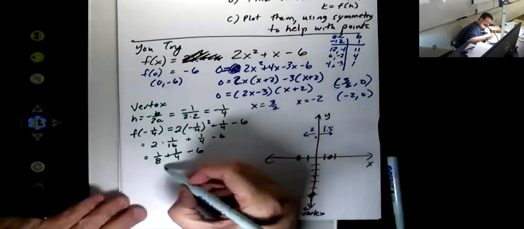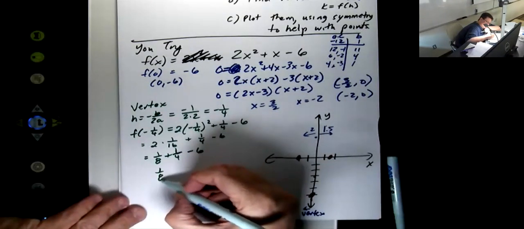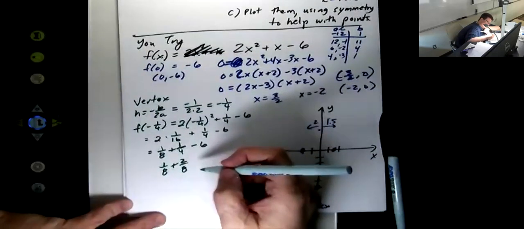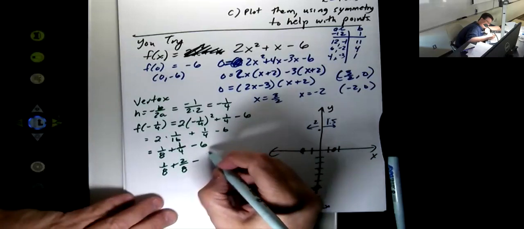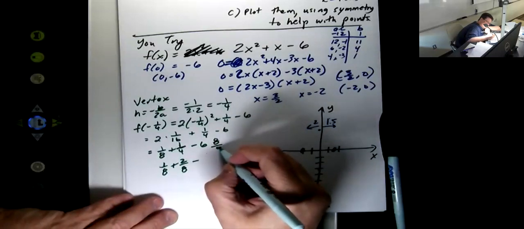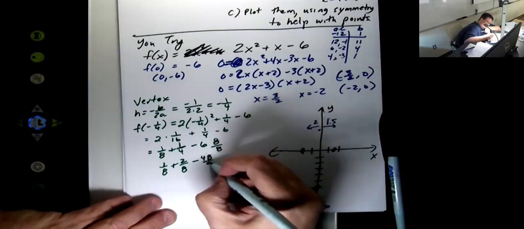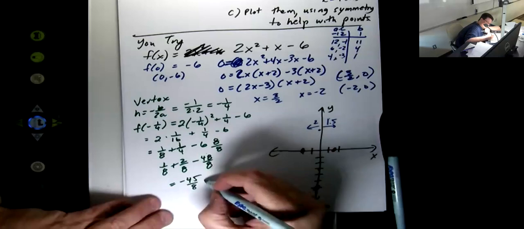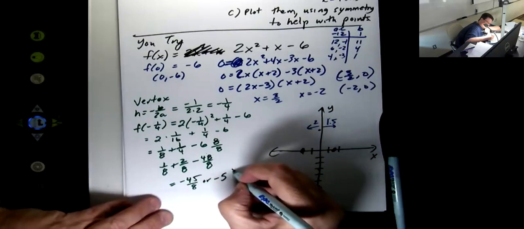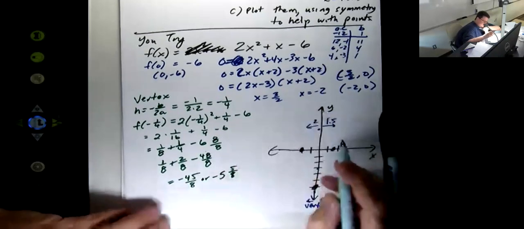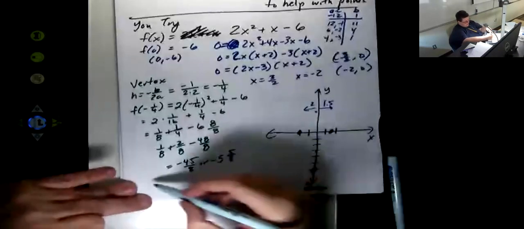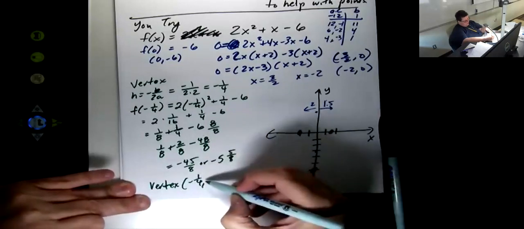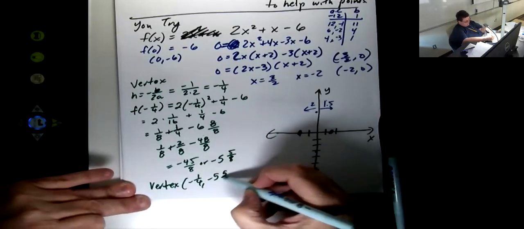You get a common denominator. The 1/4 is 2/8. And we multiply 6 by 8 over 8, and we get -48 over 8. Which looks like -45 over 8, or -5 5/8. Which is not right. My vertex is at -1/4, -5 and 5/8.